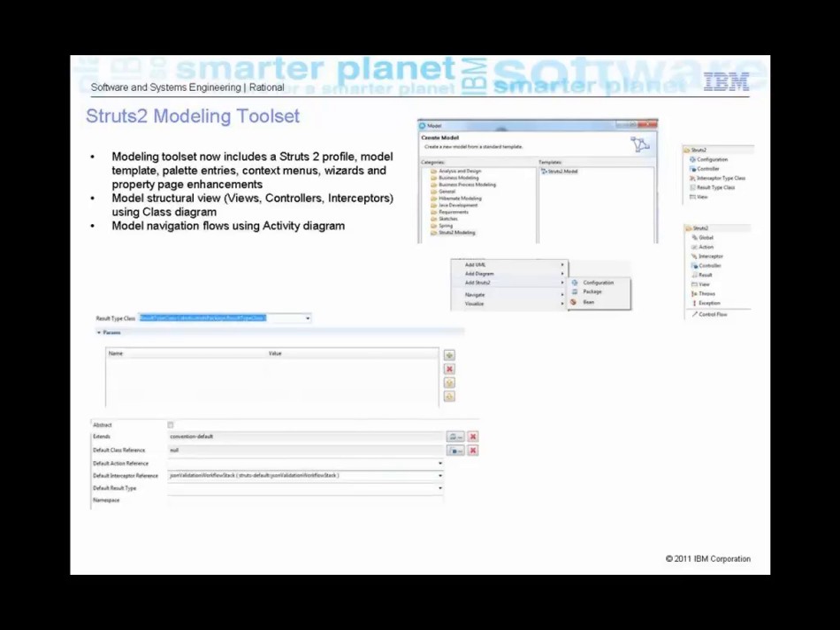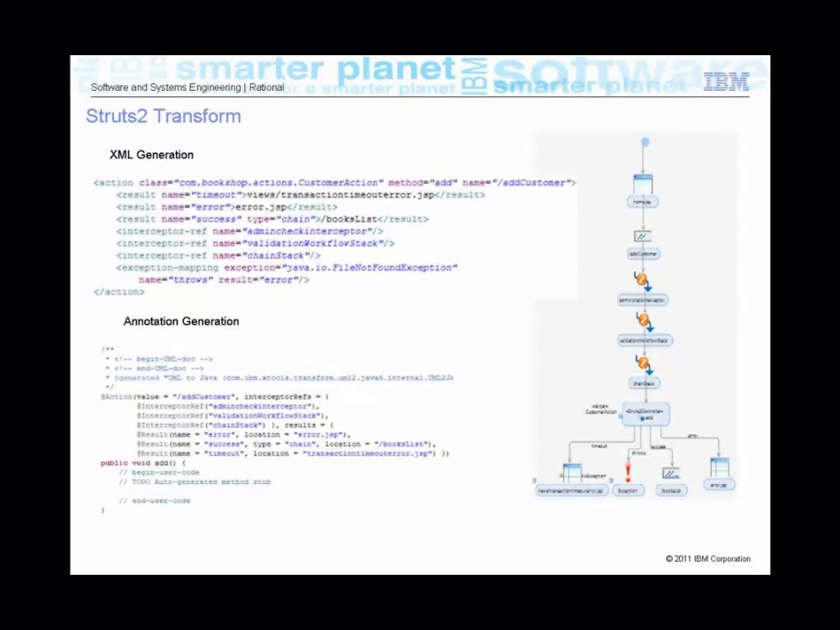And then finally, Struts 2 has also been added. So again, it's a similar concept to the Spring MVC. We've added palette entries to support drag and drop and creation of elements. And then we've also added activity diagrams for modeling the actual navigation flow. And both those things, when you do the forward generation, are picked up in terms of the generation. So the appropriate classes are generated and the appropriate XML configuration is generated.